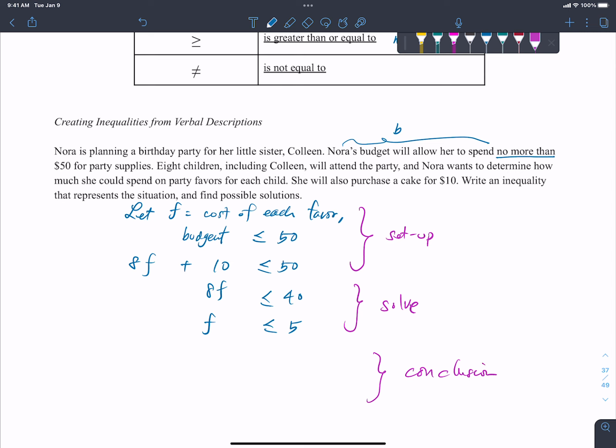And the conclusion usually starts with therefore, right? Nora can spend up to, no more than, up to, same thing, up to $5 for each favor.